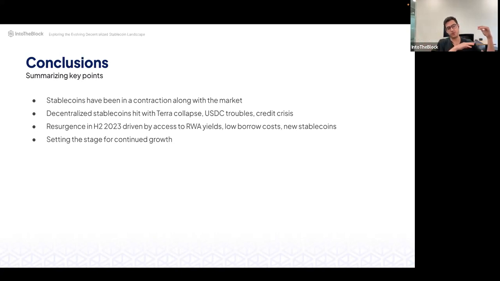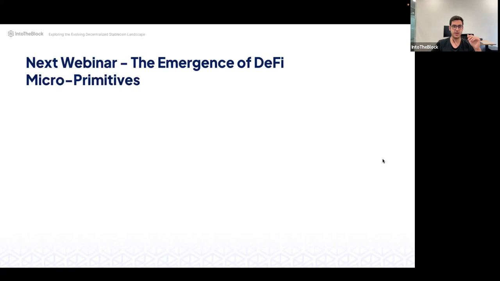A lot of these improvements have been worked on throughout the beginning of the year. And now, through the access to real world asset yields, low borrow costs and introduction of new stablecoins, we're seeing this resurgence that I expect to last towards the end of the year, and potentially drive us towards the bull case that I pointed to, where there's a possible on-chain credit boom taking place towards the end of this year, beginning of the next one. So all in all, I think we're setting the stage for continued growth in the space, and it's certainly quite interesting. And I encourage you guys to all keep an eye on the growth here. So that's it for today.